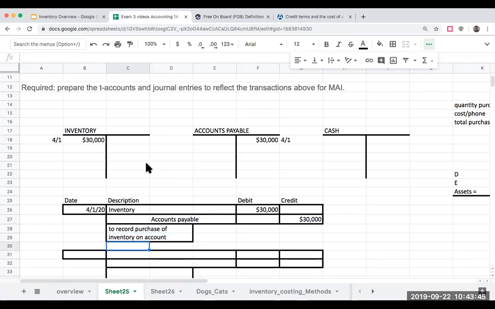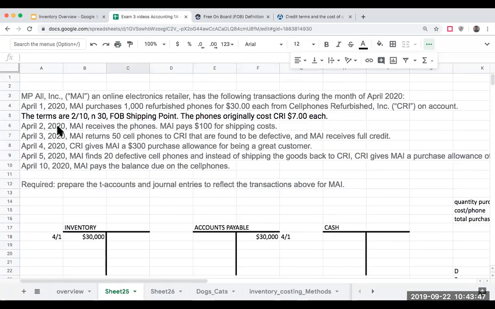Okay, second one right here. The terms are 2/10, so I've done that one. I received the phones. Now, if this would have been FOB destination, then I would not have recorded this on April 1st. In fact, I would have done nothing. If I received the phones and it was FOB destination, I would have recorded it on April 2nd. So here, the receiving of the phones doesn't matter. It's when they were shipped, okay? So I received the phones and I paid $100 for shipping costs.